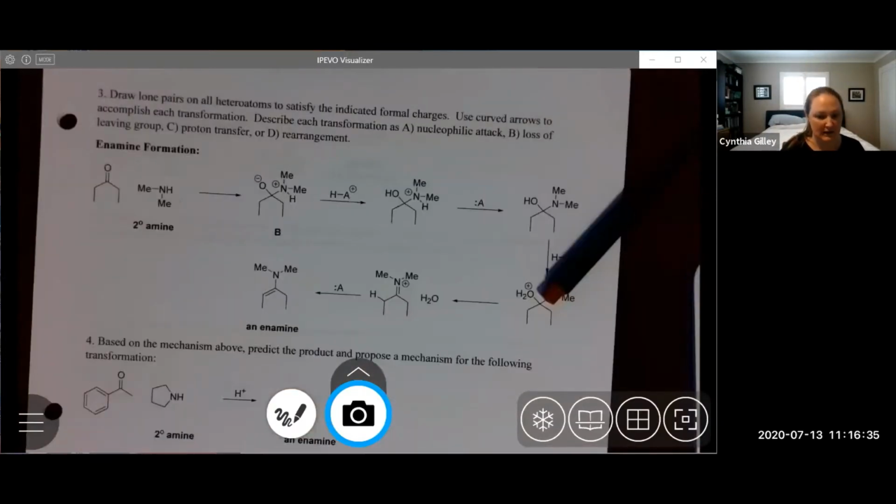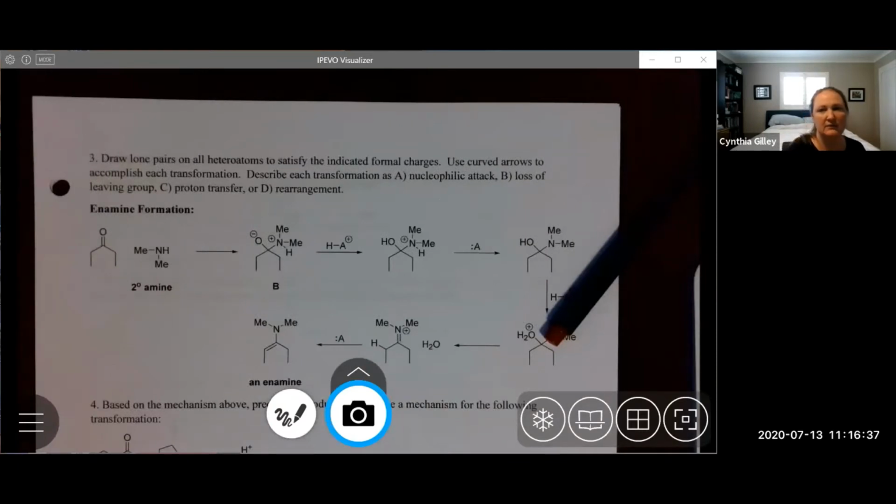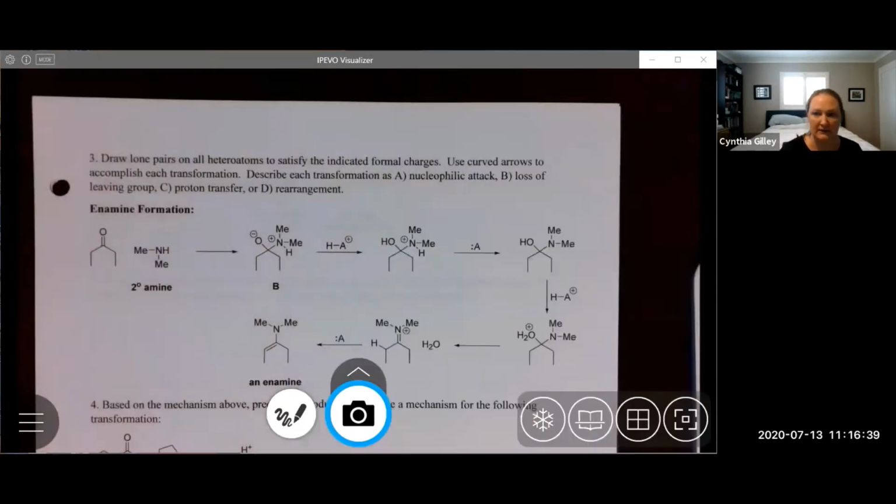So now we're looking at enamine formation, and I haven't seen anybody else doing anything different. It's not showing much when I'm in screen share, so hopefully nobody is trying to do it.